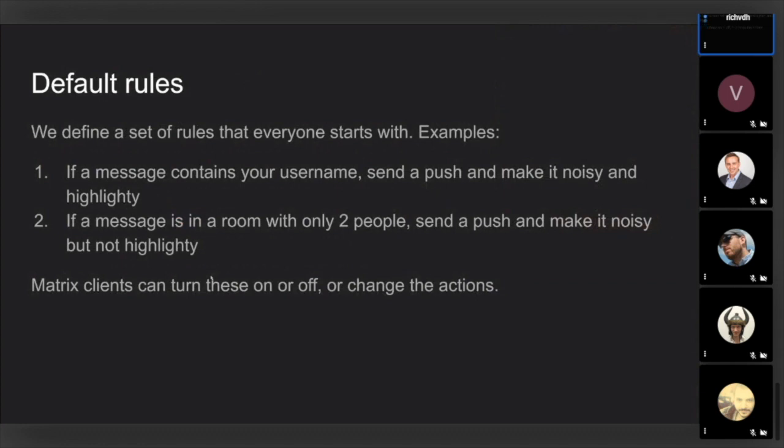Whenever you sign up with an account, you get a default set of rules. They're defined in the Matrix spec. We try and start out with everyone having a plausible set of defaults. Surprisingly, we don't have a default rule that notifies everyone when there's a Sheltie in the room, but not everyone wants that apparently. But we do have a rule that says if the message contains your username, send a push. We also have a rule that says if the message is in a room that only has 2 people in, then that's probably a direct message room, and we should send an audible push, but there's nothing to highlight there.